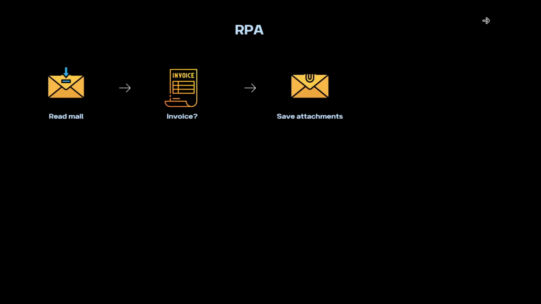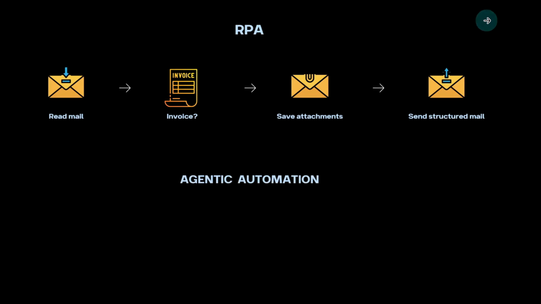So the RPA process will start by reading the mail. After that, it will check whether it is an invoice. If yes, then it will save the attachments. After that, it will reply to the particular mail with a structured mail format, right? So it is not going to reply based on the mail content or the intent of the mail. It will be rule-based. It has a predefined structure for sending the mail. So now let's talk about the agentic automation here.